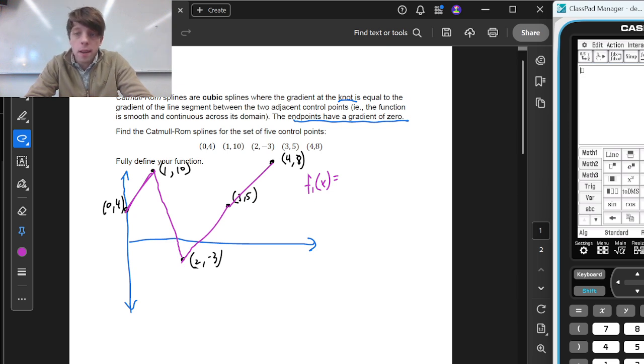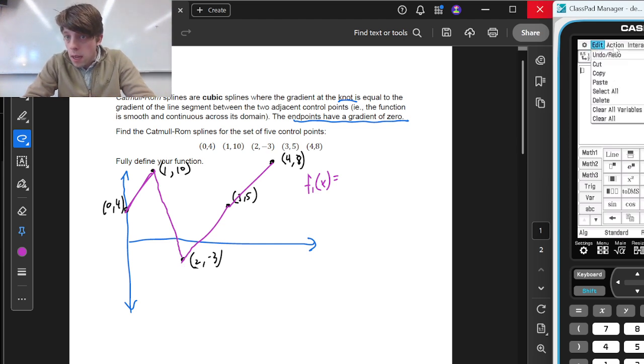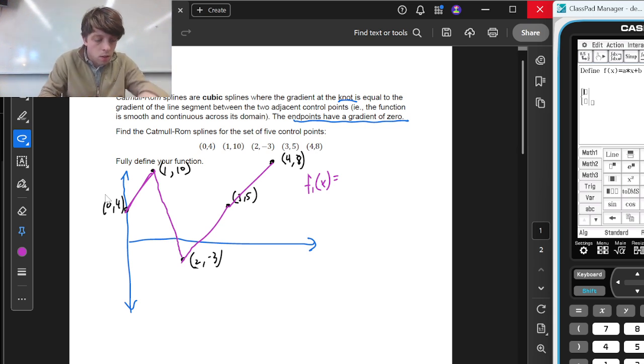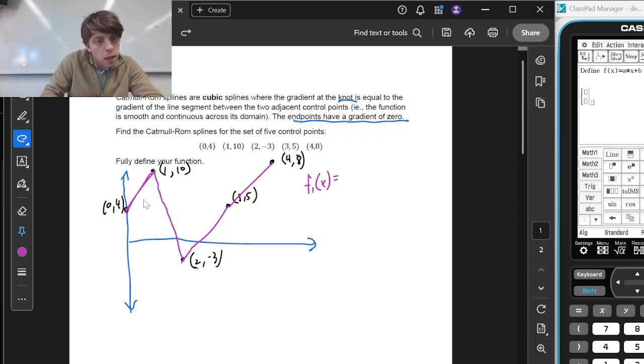The way that we're going to do that is by solving a system of simultaneous equations based on the linear equation. So we are trying to find a linear equation. I'm going to go edit, action, command, define, and I'm going to define f of x is equal to a times x plus b, or mx plus c, whatever you want to do. We want to find what a and b are in this equation. So we're going to use our system of simultaneous equations. I want the line for maybe this first segment right here. I want that line there.